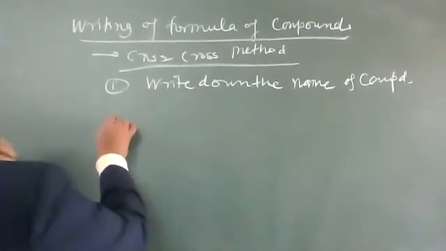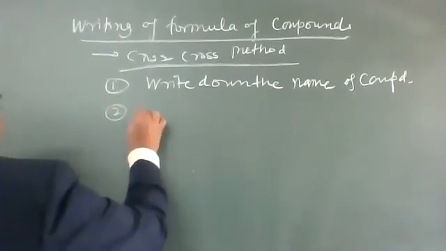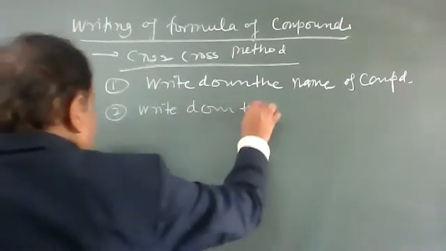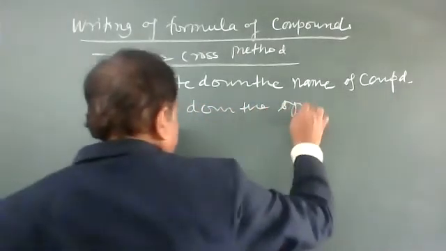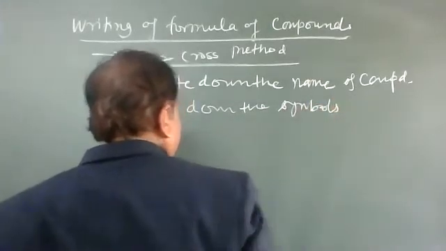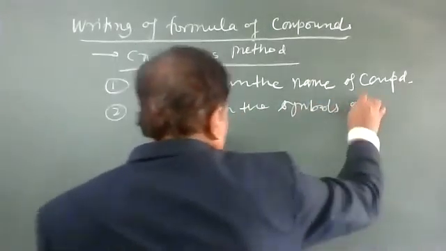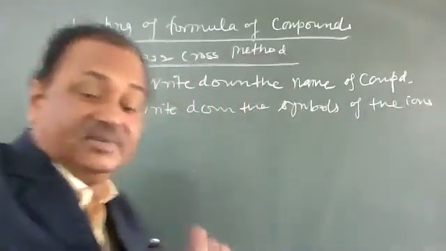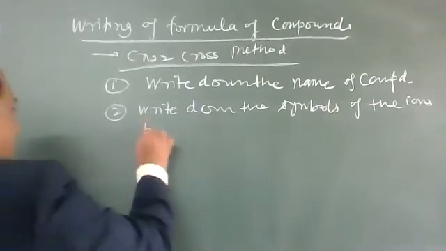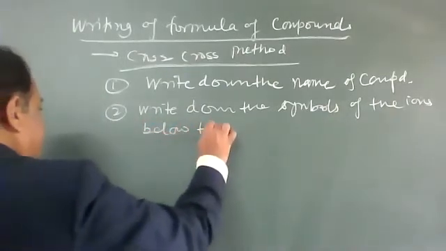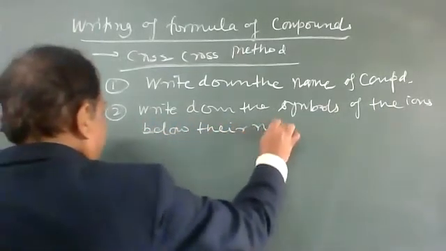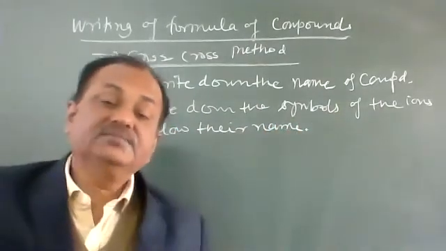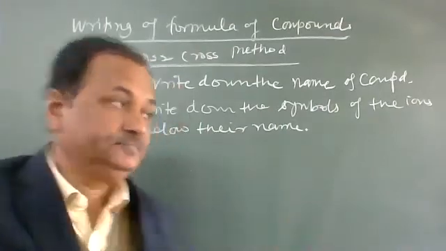Then, second, write down the symbols of the ions. We have to write down the symbol of the ions below their name. So we have to follow this: the symbols of the ions have to be written just below.